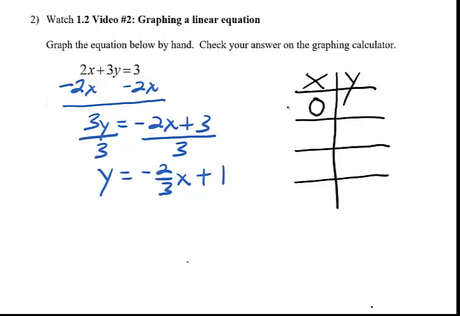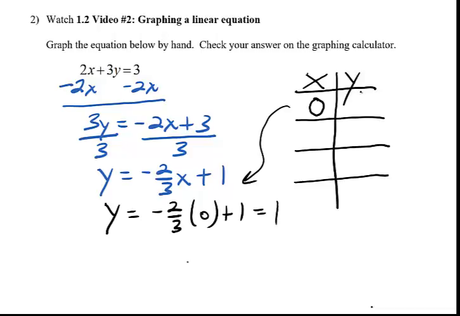I simply go back to my equation, replace the x with a value of 0, work out the math, and then I'll be left with the corresponding y. 0 is so easy to work with, you can probably just do it in your head. Negative 2/3 times 0 is 0 plus 1 equals 1. And so I get y equals 1. And now I have an ordered pair that I know is a part of this equation and graph, the point 0, 1.